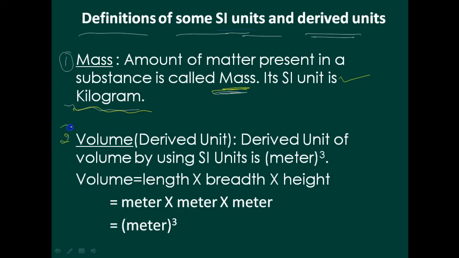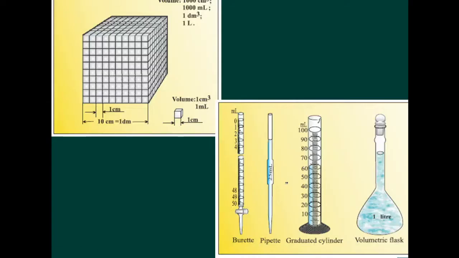Then the second one is volume. Volume is called a derived unit. That means mass is a what? Basic unit here, and volume is a derived unit. The derived unit of volume by using SI unit is meter cube. How? The formula of volume is length into breadth into height. So which can be meter, meter, meter. SI unit. Correct, then you are obtaining meter cube. So this is about the volume, okay.